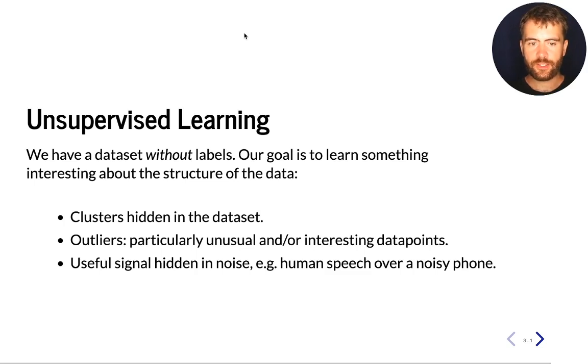These kinds of structures can involve clusters that are hidden in the data set, and I'm going to give you an example of this shortly. It can also mean outliers, so points that look unusual or different from the points that we have seen so far, or that don't seem to come from the data distribution. And it can also involve interesting, useful signal that is structurally very different from normal signal or from noise. For example, human speech that's hidden within noise, that is a useful, interesting signal that we could try to recover in a fully unsupervised way.